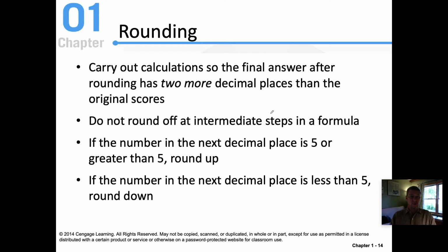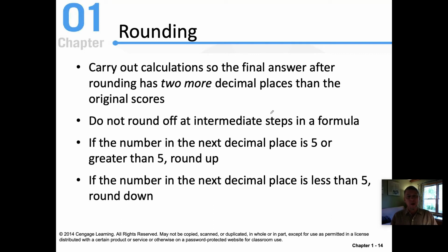The first rule is that you carry out your calculations so that the final answer after you round has 2 more decimal places than the original scores. So if every score that you're dealing with goes to the ones place, you'd be expected to round your number to the hundredths place, the fraction. So 2 decimal places.